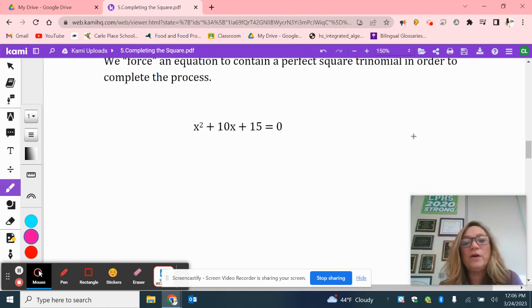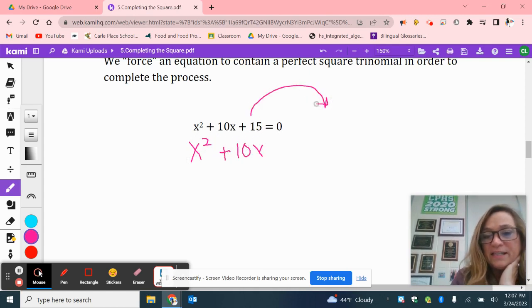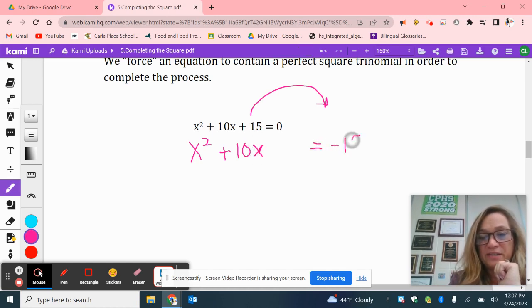Okay, so here we go. I'm going to force the left side of the equation to contain a perfect square trinomial. So I'm going to keep this x squared. I'm going to keep this 10x, but I'm going to move this 15 to the other side. In order to do that, I do the opposite of adding, which is subtracting. So that's going to give me equals negative 15.